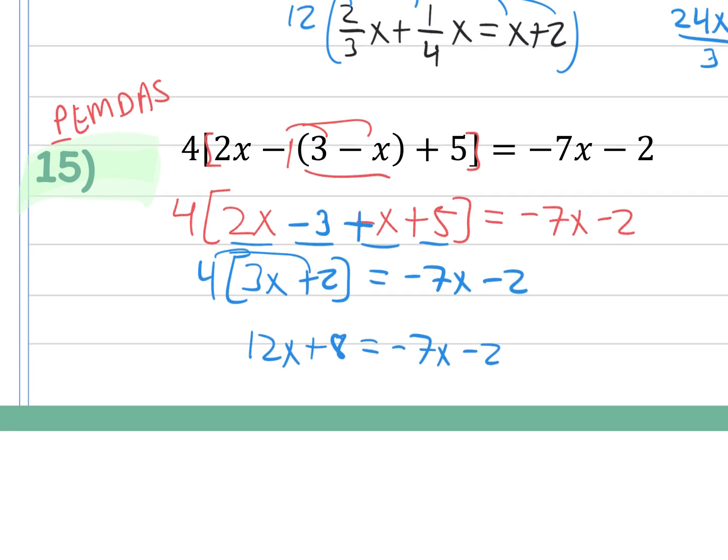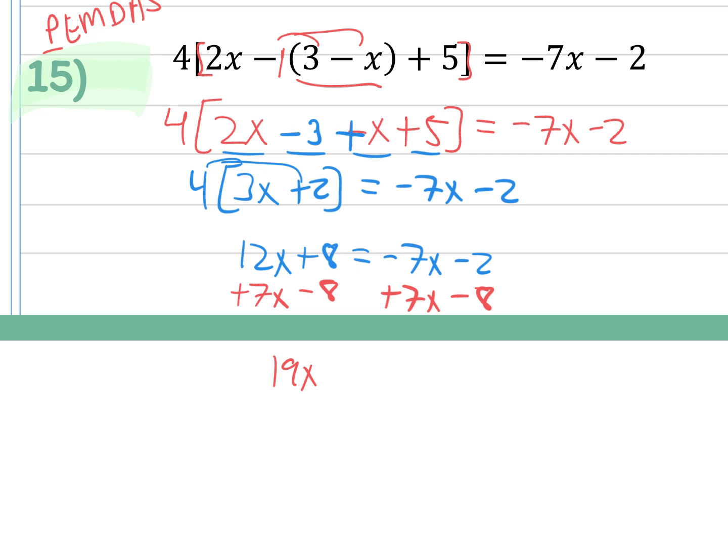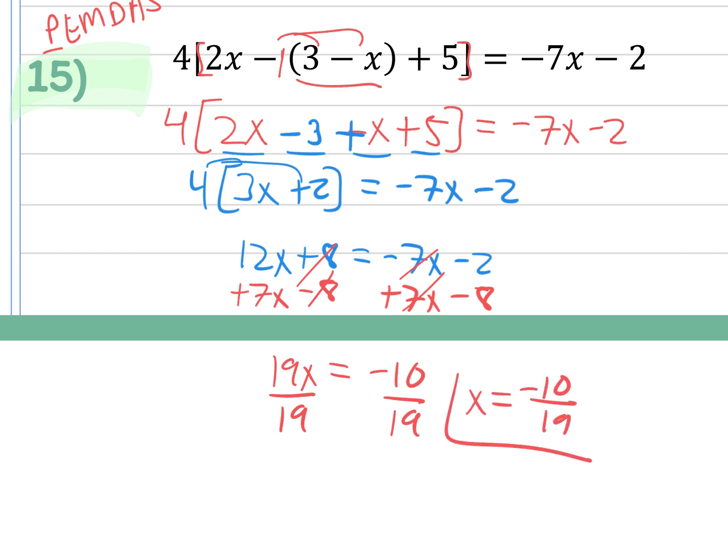All right, so then you can subtract 8 on both sides, add the 7x on both sides. So then we get 19x equals negative 10, and then divide both sides by 19, and then we get x equals negative 10 over 19.